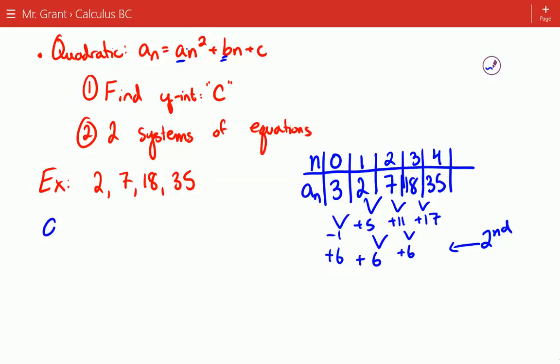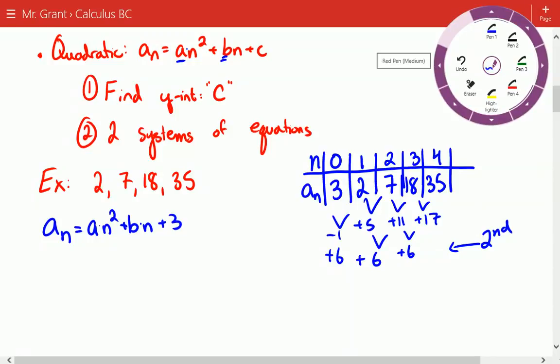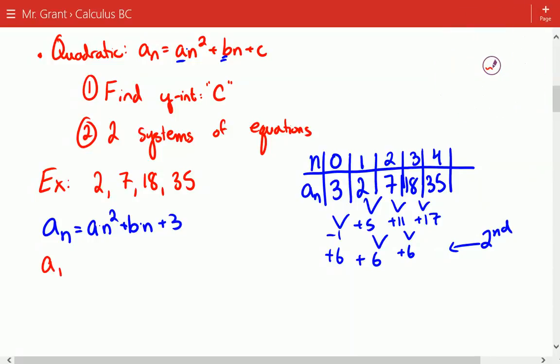Which is useful because now we know that our equation is a sub n equals a times n squared plus b times n plus 3. There's that y-intercept. If you replace all the n's with 0, you get 3 out. Okay. From here, we're just going to use a couple of the other points that we know to find a and b. For example, we know that a sub 1 is equal to 2.